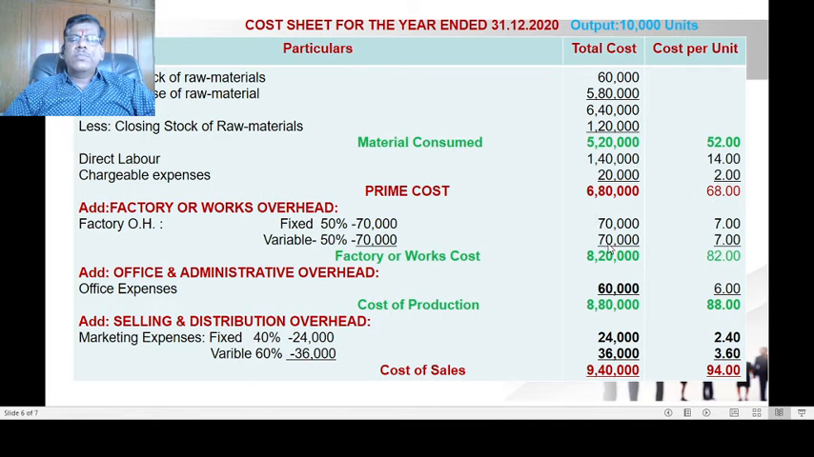Then prime cost plus factory on cost, you will get 8,20,000. It is the factory on cost. Per unit cost is 82 rupees.